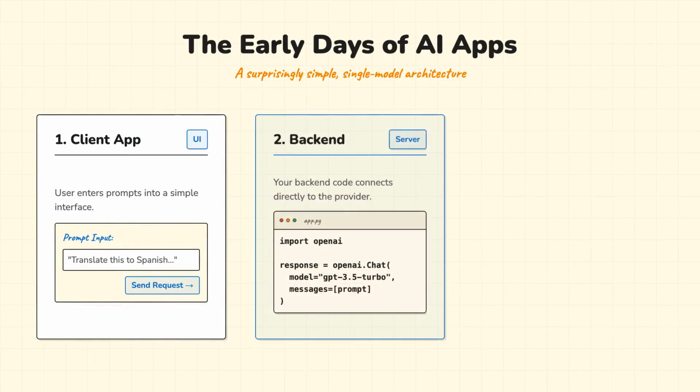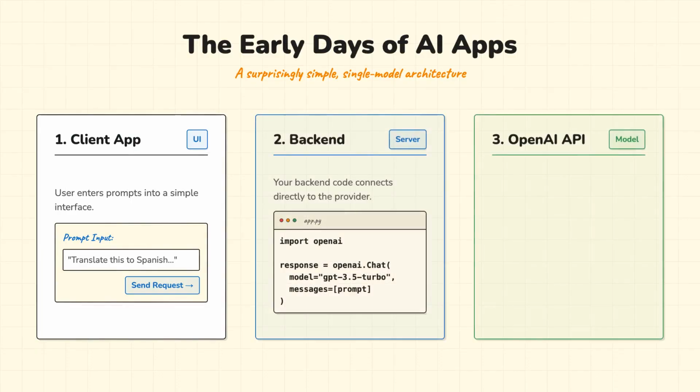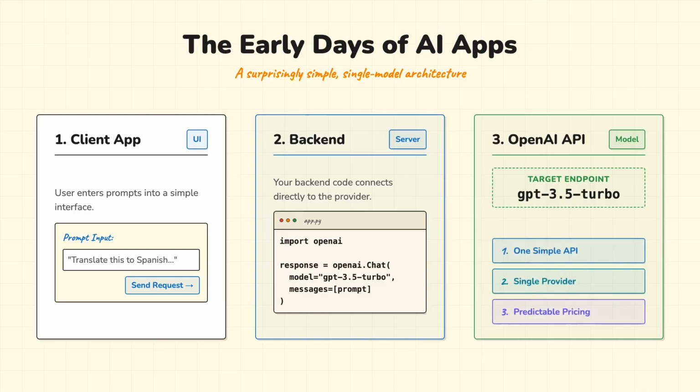A developer would build an application, connect it to OpenAI, and send prompts to a single model. One API, one provider, one pricing system. If the model worked well enough, the architecture stayed simple. But that simplicity didn't last for very long.